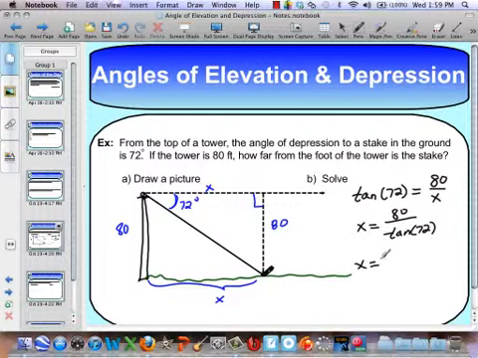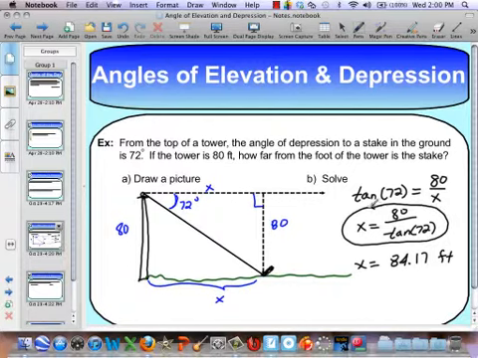Put the angle inside the function. And I came up with 84.17 feet. Okay, so the first one that you get that's like 80 over... So you're going to take 80. No, wait, is that your exact answer? Yeah, this right here is your exact. This is your approximate.